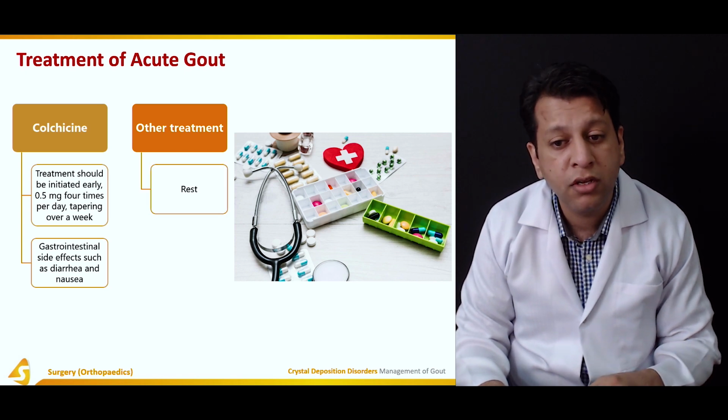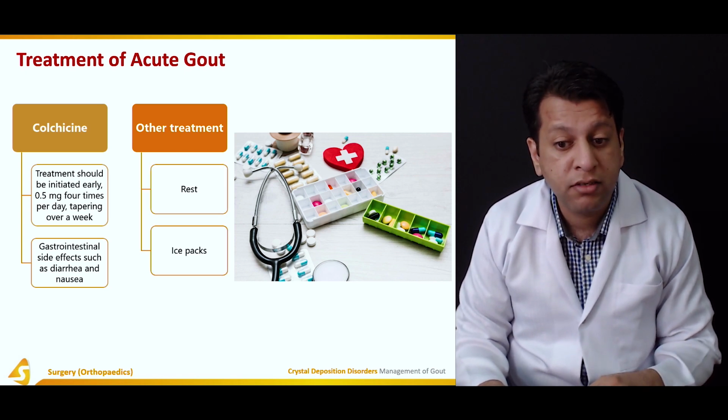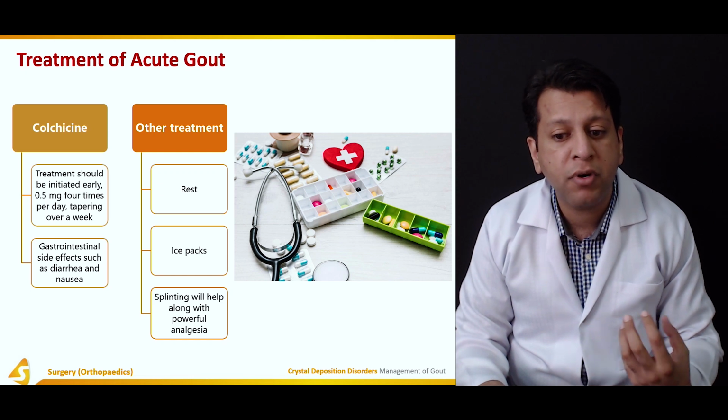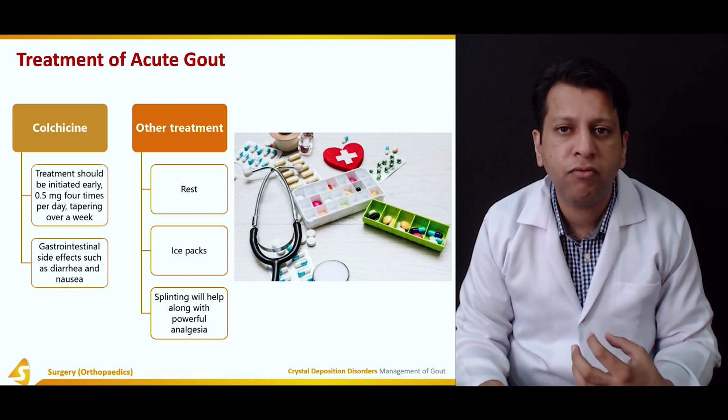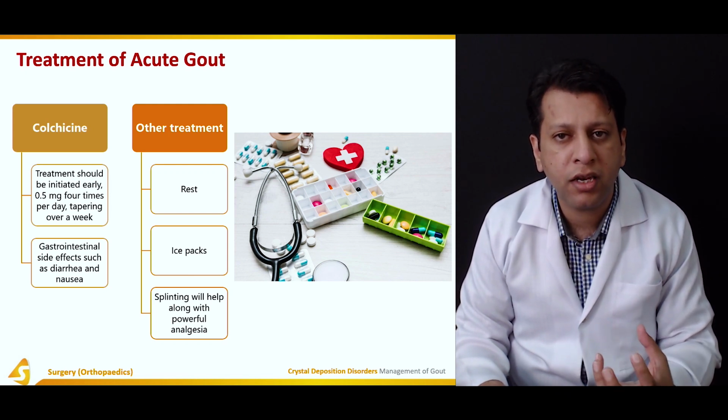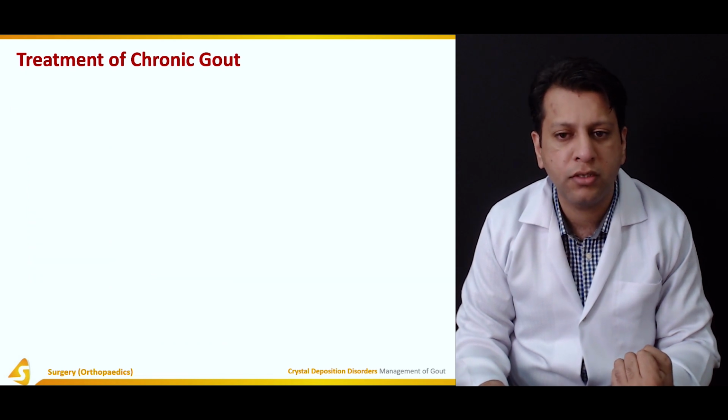Other measures include rest, ice packs, and splinting with powerful analgesia. Now, splinting will decrease the movement of the joint, so there will be decreased pain. Similarly, ice packing will decrease the swelling and inflammation which is occurring at the joint.